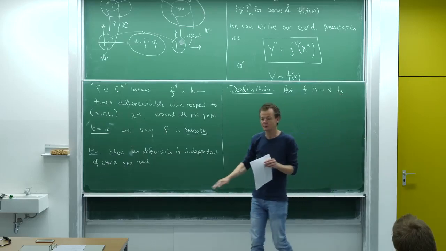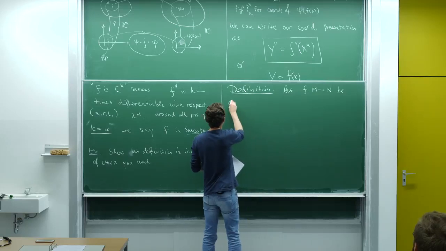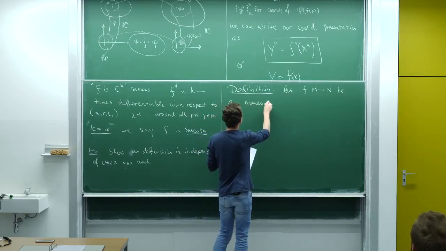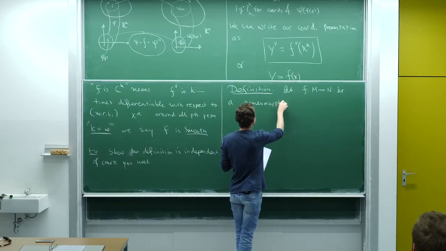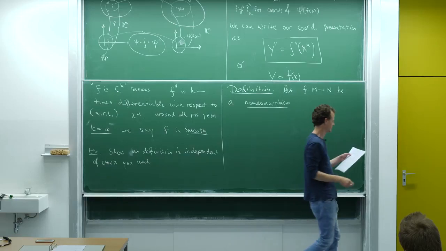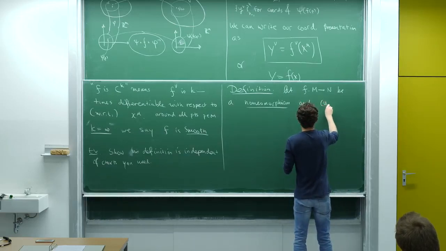So let f be a map between two manifolds. Well, not any map, we're going to take quite a special one. It's at least got to be continuous with a continuous inverse. That's what homeomorphism means. But it's going to be even more special than that.